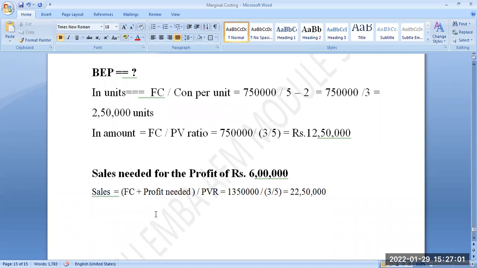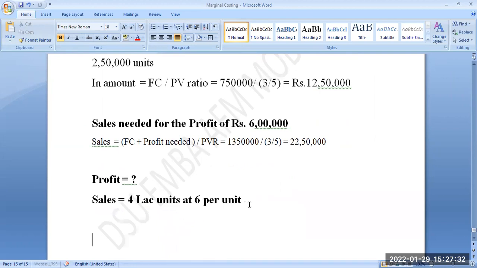Okay. One more question. If 4 lakh units are sold at rupees 6 per unit, what is the profit? Sales is equal to 4 lakh units at the rate of rupees 6 per unit. If I sell 1 unit at the rate of 6 rupees and I sell 4 lakh units, what is the profit?